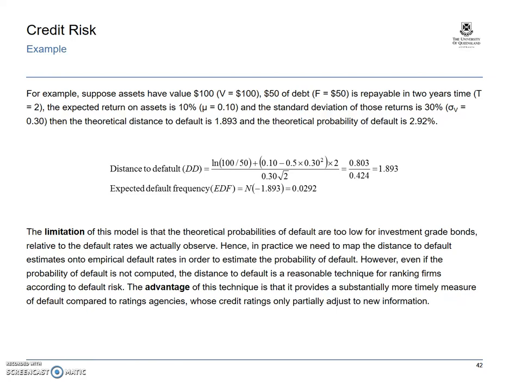So let's look at an example. Let's suppose we have assets that are valued at $100. We have $50 of debt. It's repayable in 2 years' time. We have an expected return on assets of 10%, and the standard deviation in the return of those assets is 30%. Then we can work out that the theoretical distance to default is 1.893. And so then if we look at the distribution, we can see that there's a probability of default of 2.9%.